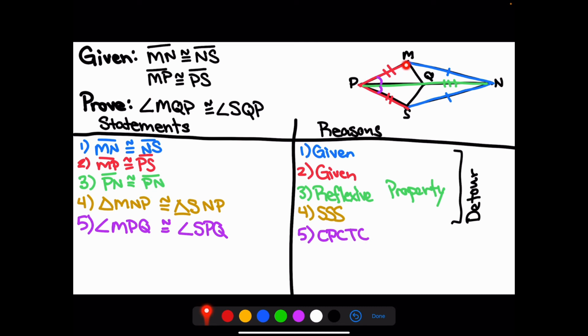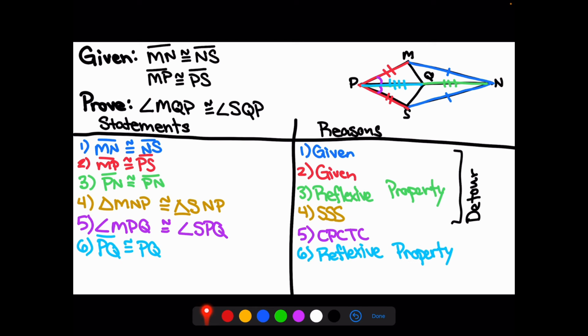From here, I have a side and an angle. I can see that both of these triangles share side length PQ. So I can say PQ is congruent to itself by the reflexive property. Now, if that is true, then I should be able to say that these 2 triangles are now congruent. We still have one more step after this. These 2 triangles are congruent, triangle MPQ and triangle SPQ, by side, angle, side. So triangle PMQ is congruent to triangle PSQ by side, angle, side.